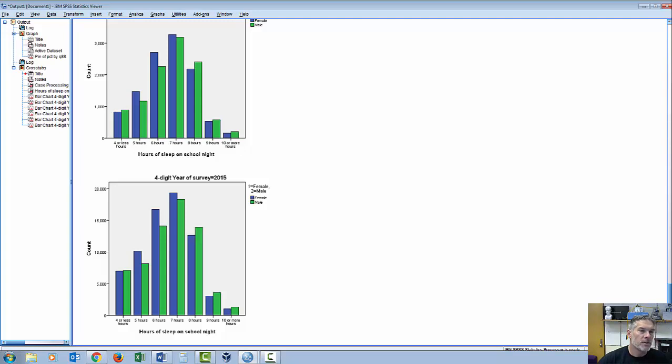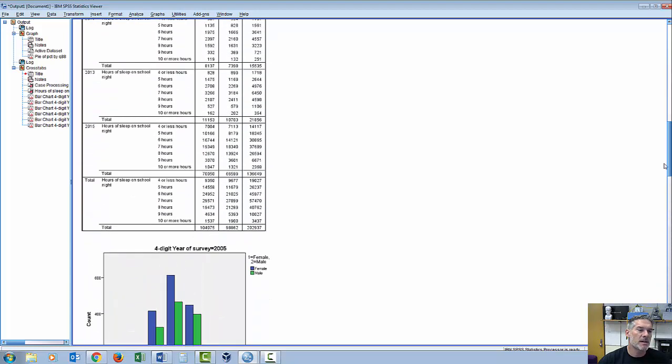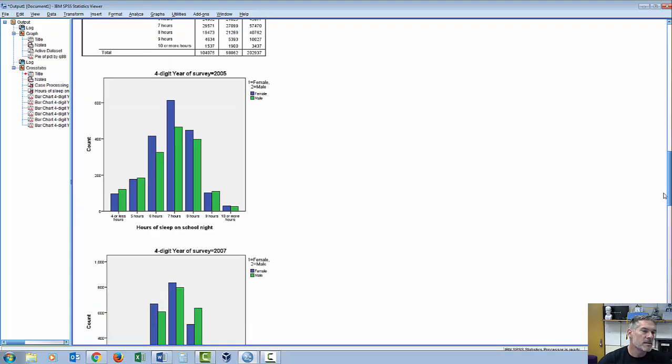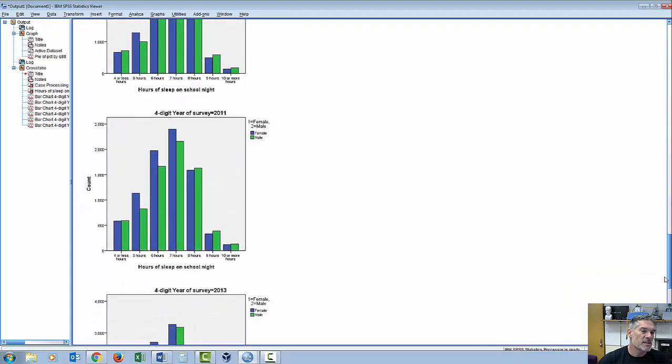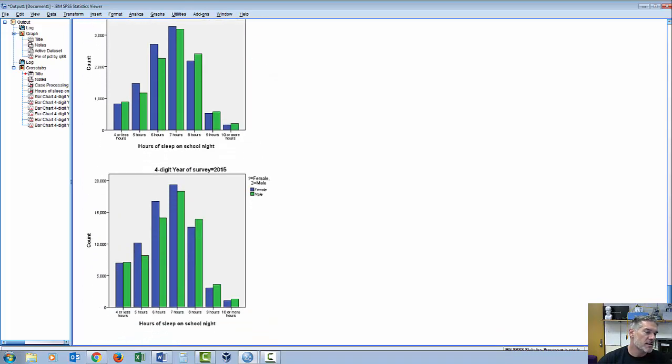If you look at the 10 or more, it stays about the same size this whole time relative to everything else. 9 or more stays about the same. What seems to be changing is the 4 or less. That seems to be changing more than anything else, especially in the most recent years. That's something else to pay attention to.